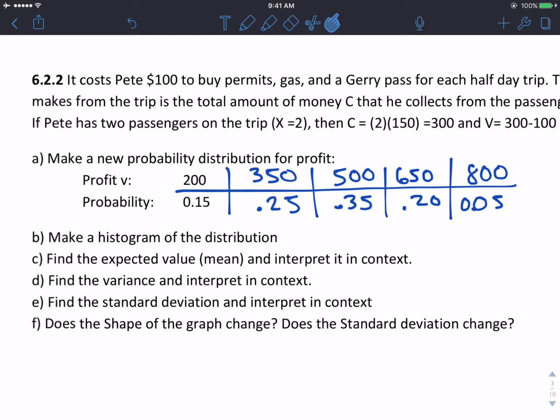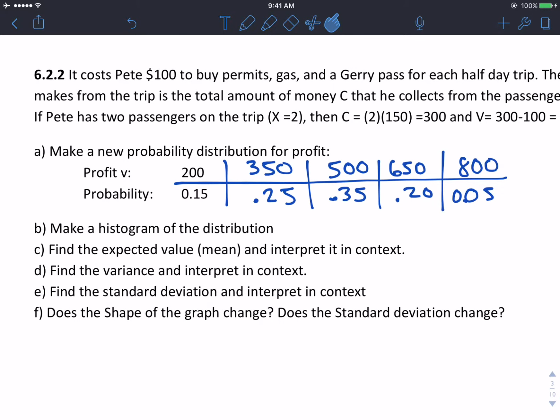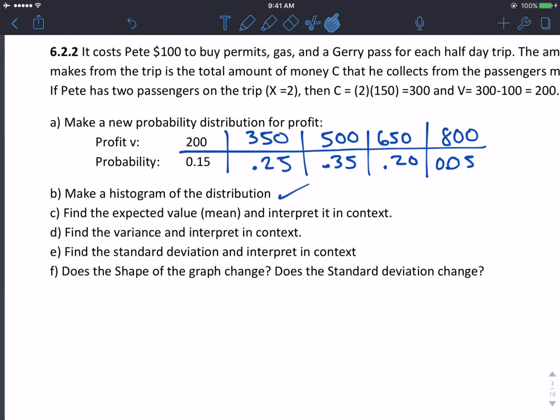And here's our new probability distribution. The histogram, I'm going to leave that up to you guys to do. Everything's just going to go down a little bit.